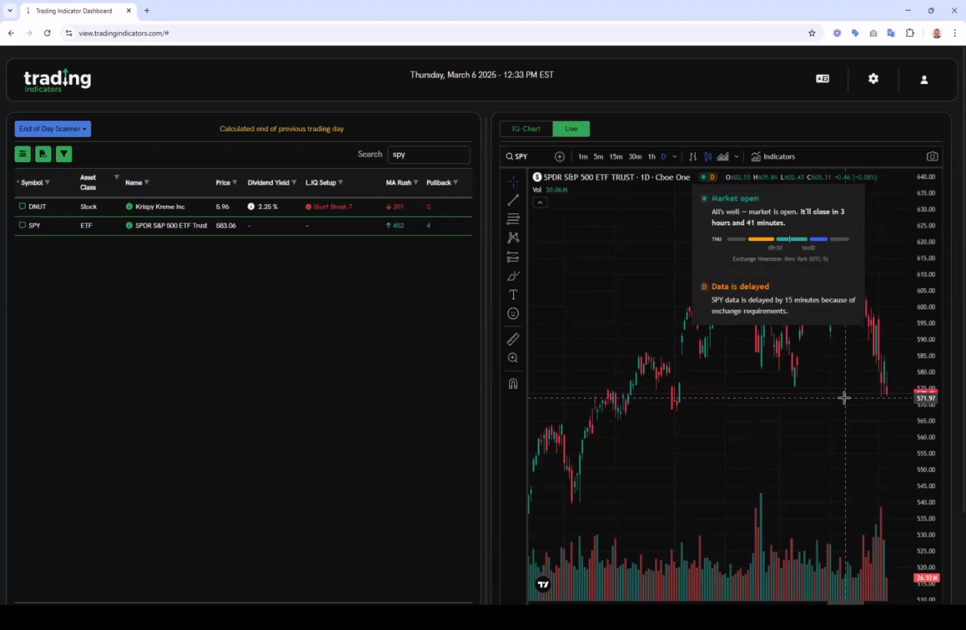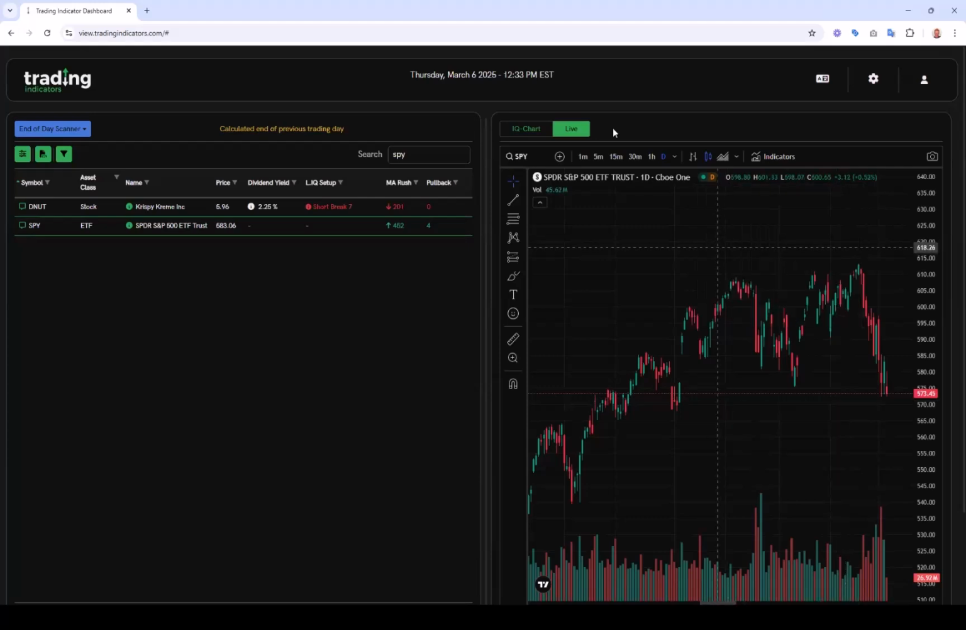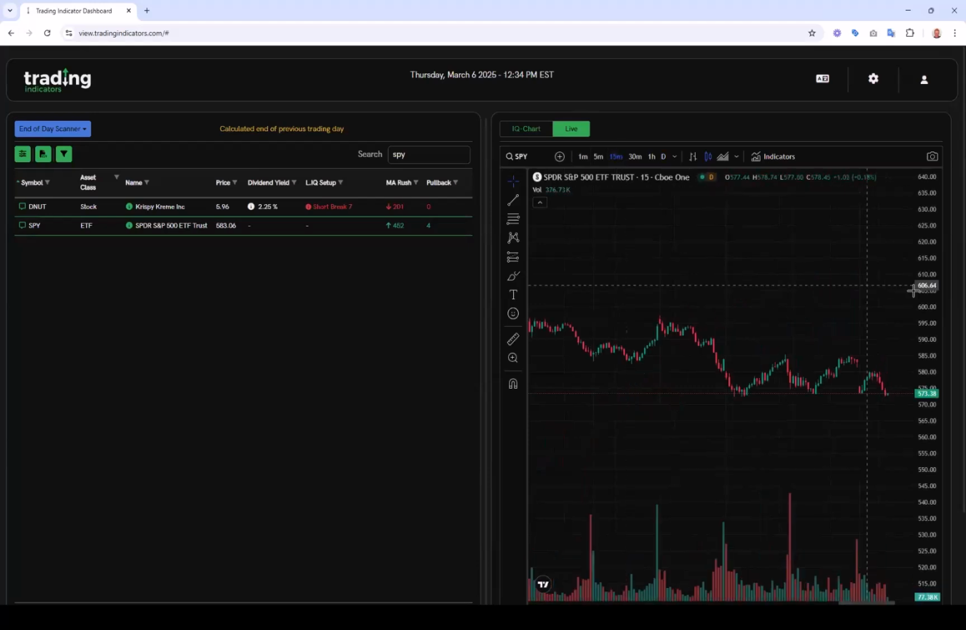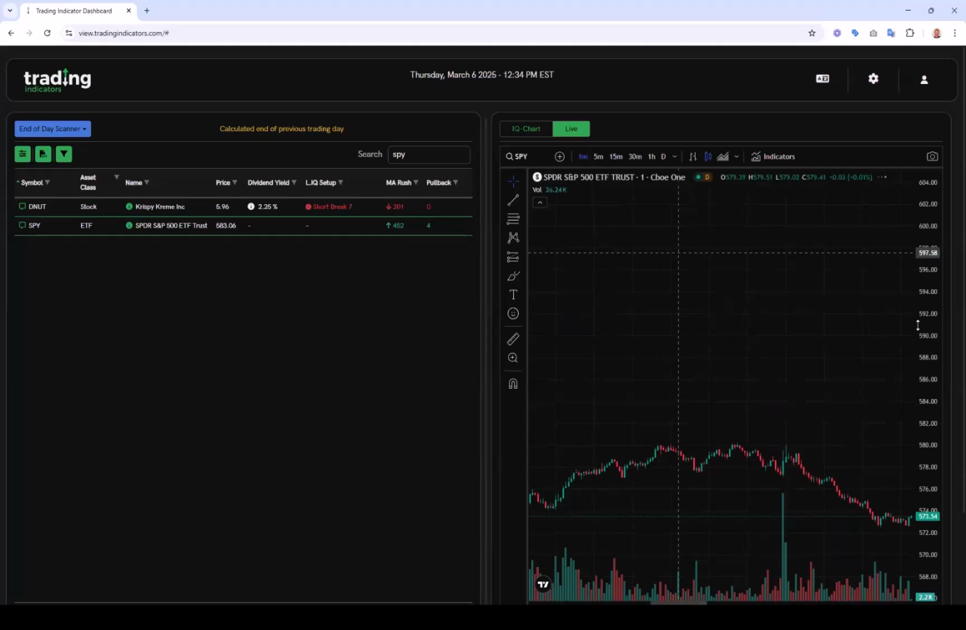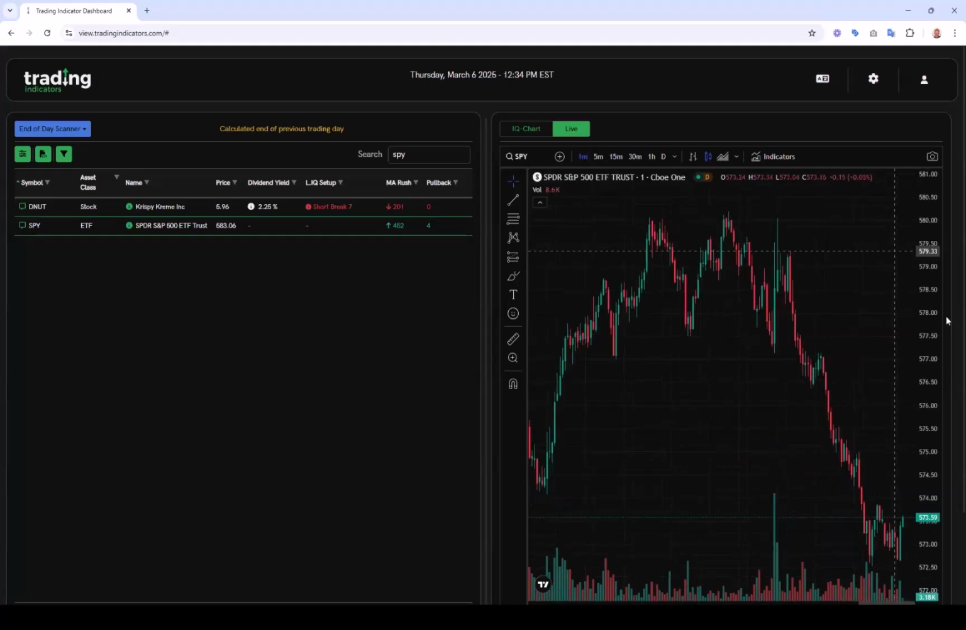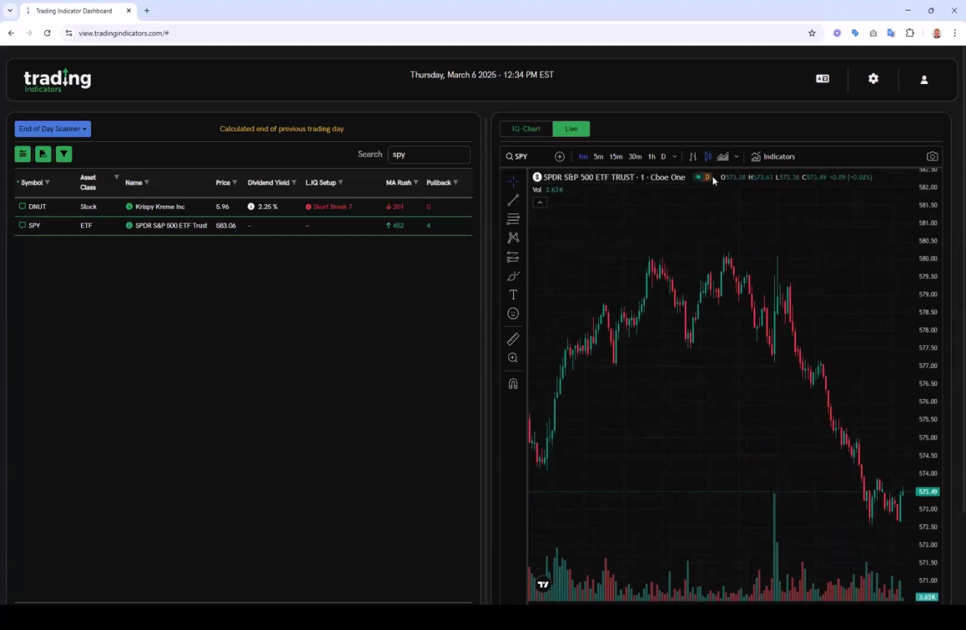And another advantage of this live chart component here is that you can go to smaller time frames. You can check, hey, what is the 5-minute time frame doing? What is the 1-minute time frame doing? And so forth. Okay, so for stocks, we have a bit of a delay.